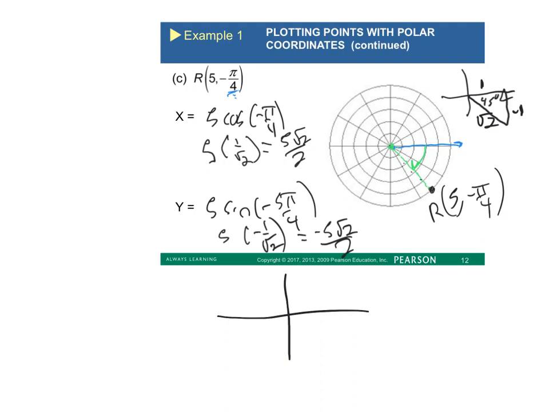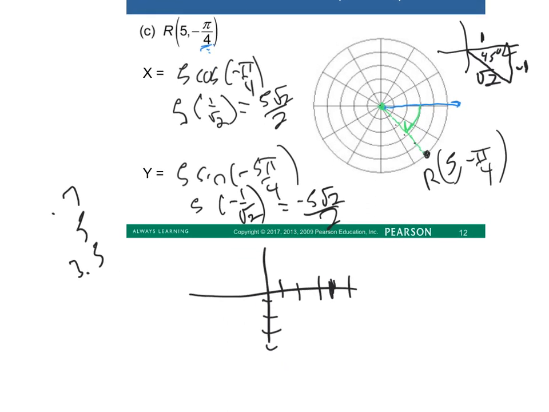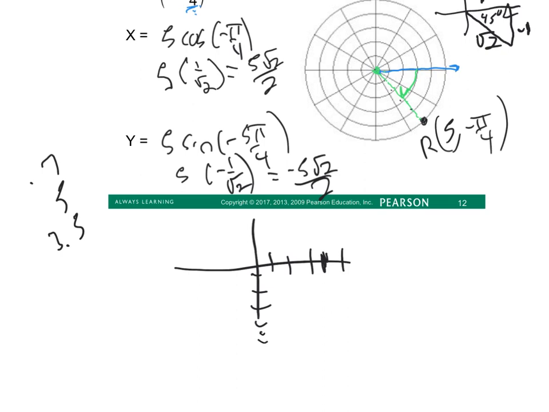Square root of 2 is about 1.4. Divide that by 2 is about 0.7. So 0.7 times 5 is about 3.5. So I'm going to go 1, 2, 3, 4, approximately in the middle here. And then my y is the negative of the same answer. 1, 2, 3, 4. Here's 5, so it's about in here.